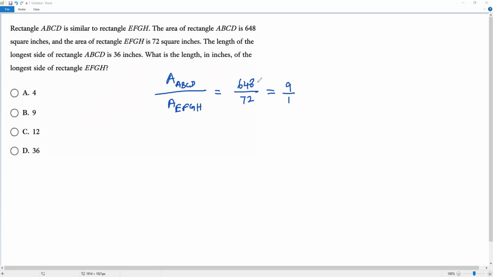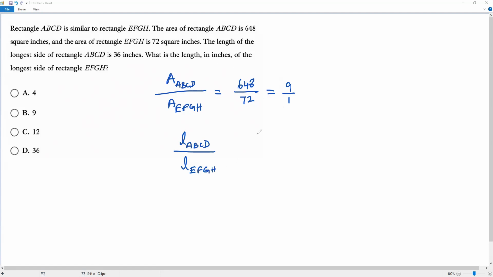Whenever we have the ratio of the areas of two similar rectangles, from which we will be able to get the ratio of the dimensions of the two rectangles. I mean the ratio of the lengths of the longer sides of the two rectangles. Here this is a ratio of the areas of two similar rectangles. Now let's find the ratio of the lengths of the longest sides of the two rectangles ABCD and EFGH. Let me write it. So the longest side of the rectangle ABCD over the longest side of the rectangle EFGH.